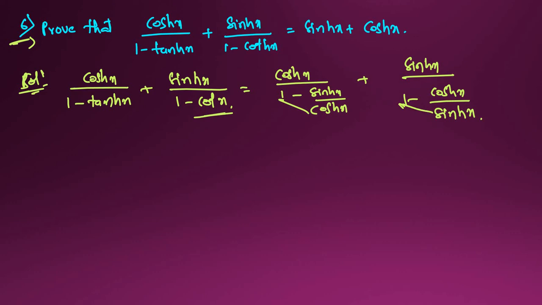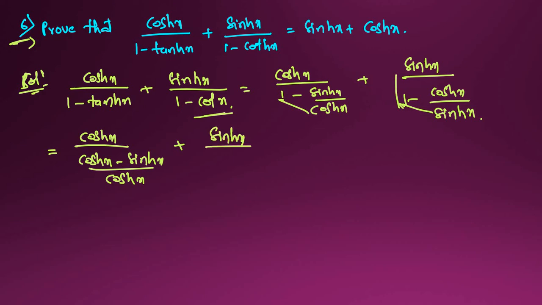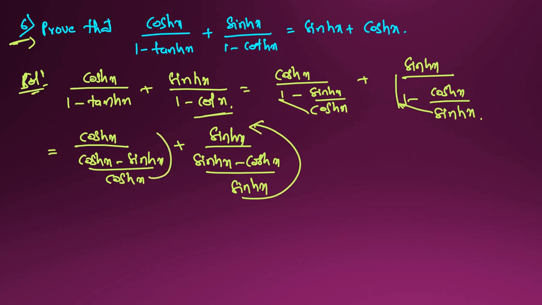So here the LCM will come like this. I will write from here. It will become cosh x divided by cosh x minus sinh x divided by cosh x will come here, and plus this total will come here, sinh x divided by sinh x minus cosh x divided by sinh x. So this will go to the numerator, and this will also go to the numerator.